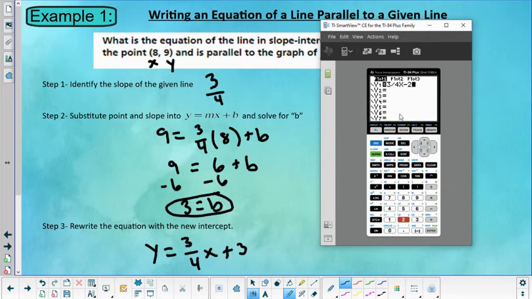Minus 2. And then our second equation is 3/4 x plus 3. When I hit graph, of course, it's not a standard window.